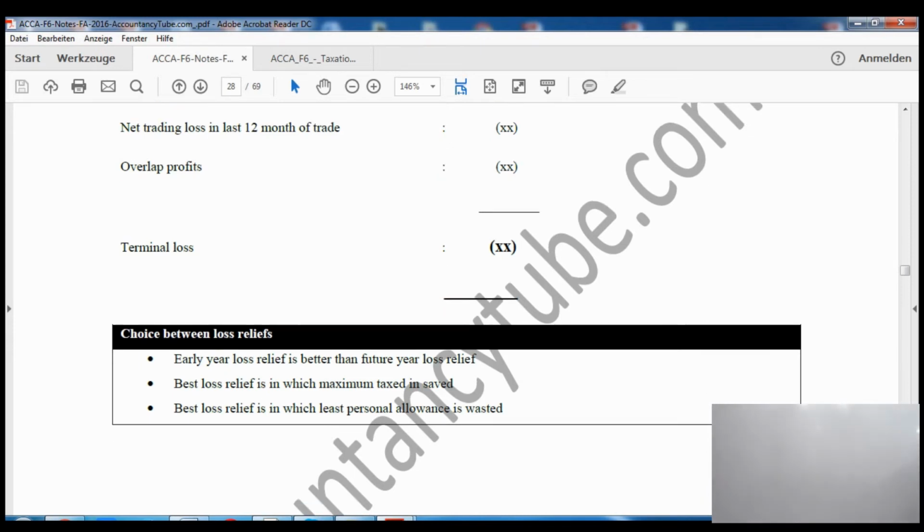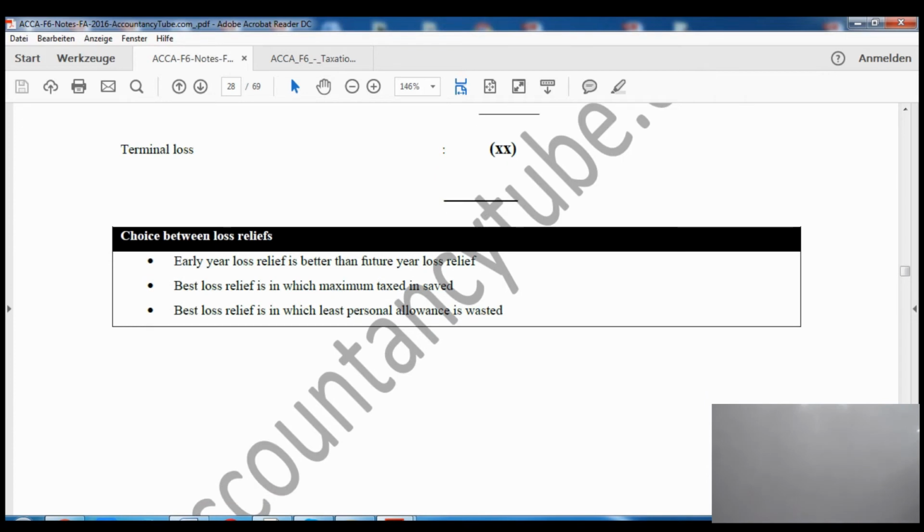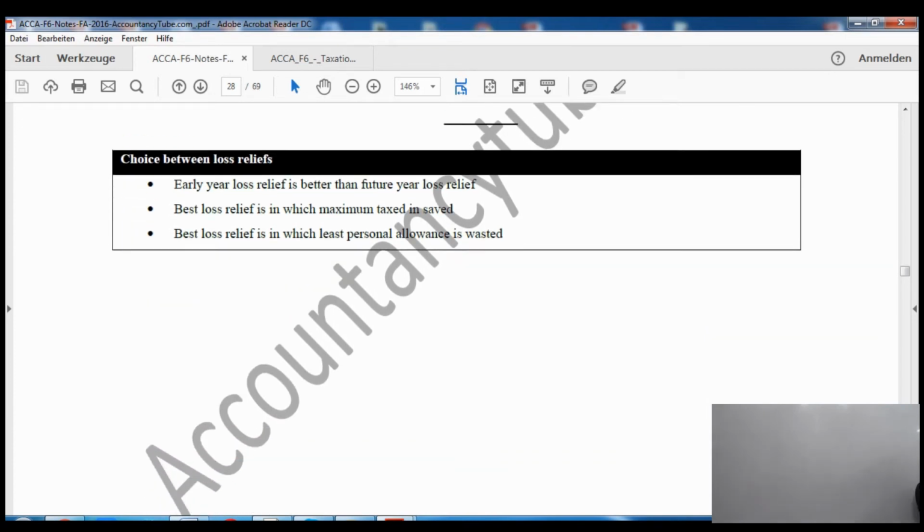And then finally, the 3 important points when deciding about the loss relief. Please remember that if you claim the loss relief early, that is better, because you don't know about the future anyway, so what's going to happen tomorrow you don't know. So if you just carry forward, it's no good. It's better to set off in the current period or the earlier periods.